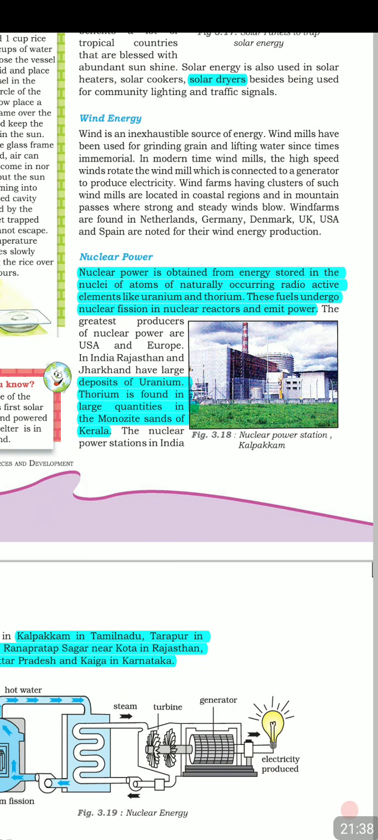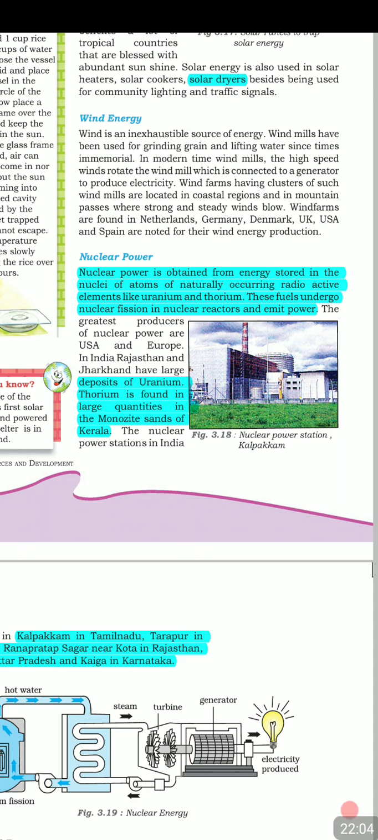Nuclear power. Nuclear power is obtained from the energy stored in the nuclei of atoms and naturally occurring radioactive elements like uranium and thorium. So, these fuels undergo nuclear fission. Okay, so fission is the main thing, not fusion. We have developed energy from fission. That is breaking into two, like the cells, the bacteria break into two.